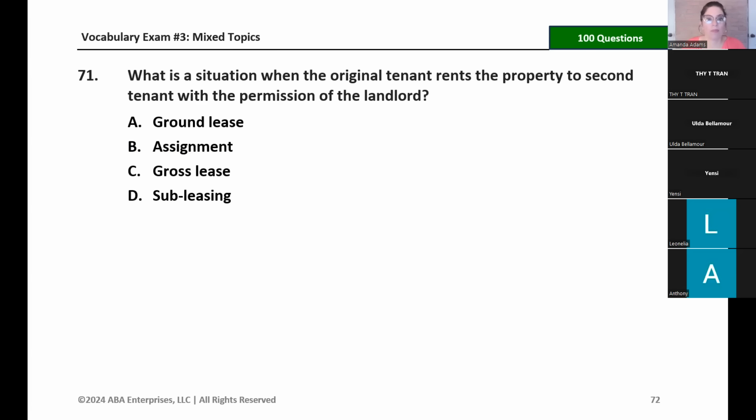Number 71. What is the situation when the original tenant rents the property to a second tenant with the permission of the landlord? That is called subleasing. Yeah, that's a sublease.